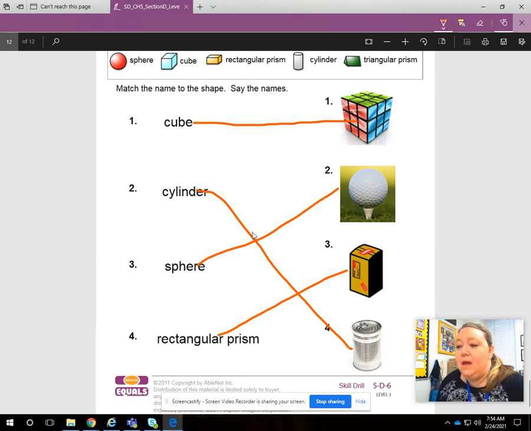Okay. Now it's your turn, friends. So I want you to advance on this Nearpod, go to the next 2 slides and complete your worksheets. Remember to always hit the submit button so that I can see your work.